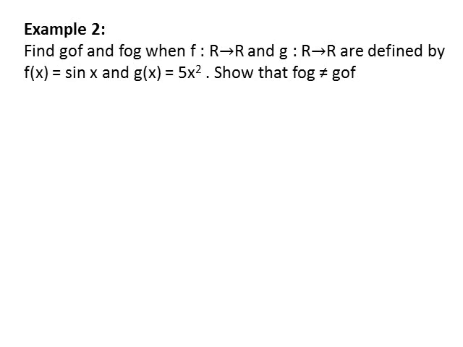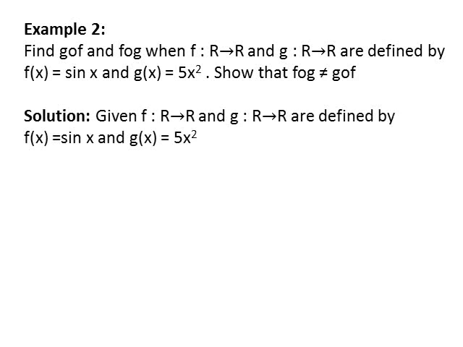Moving to the next example, find g∘f and f∘g when f is mapping from R to R and g is mapping from R to R, defined by f(x) = sin x and g(x) = 5x². Also show that f∘g is not equal to g∘f.